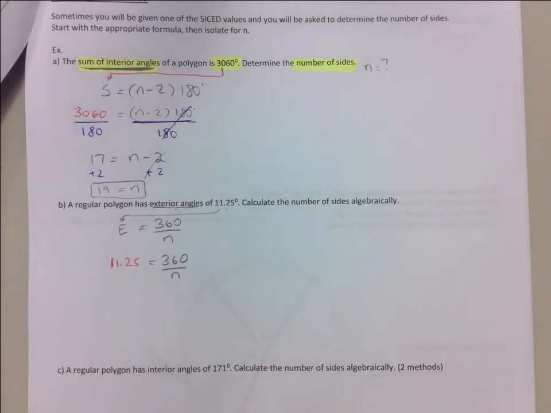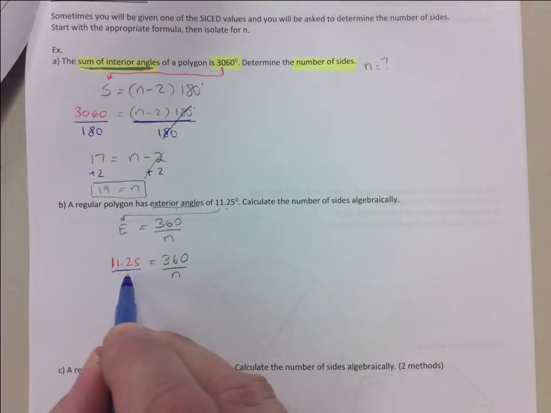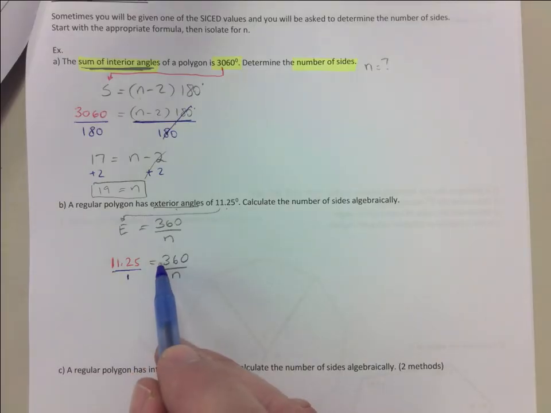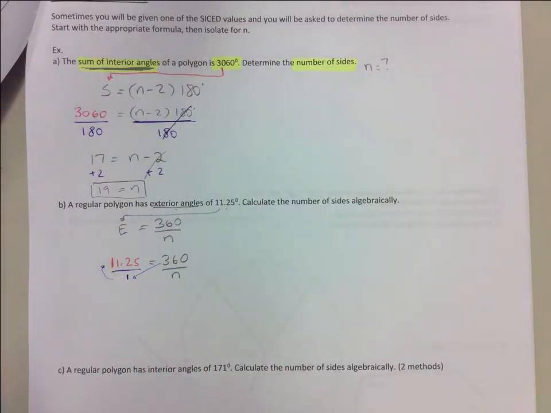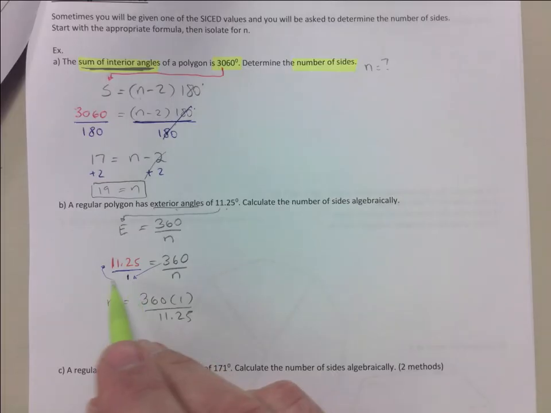What does this look like to you? Cross multiply and divide. Thank you, thank you. I thought you'd never say anything. I put a 1 under there, okay, just to have it as a placeholder. You cross multiply and divide. N is equal to 360 times 1 divided by 11.25, right? Cross multiply and divide.